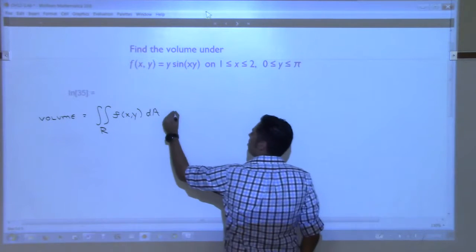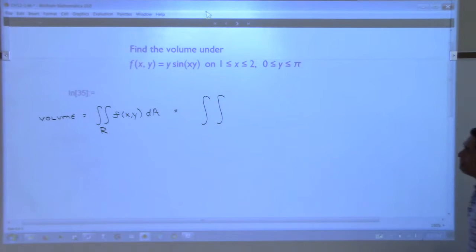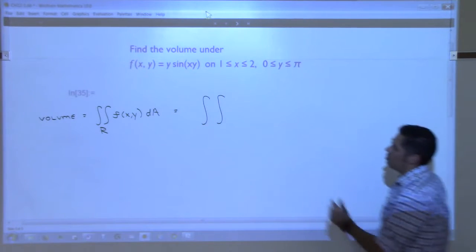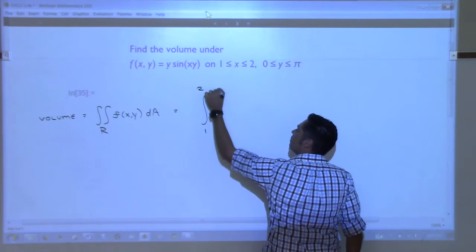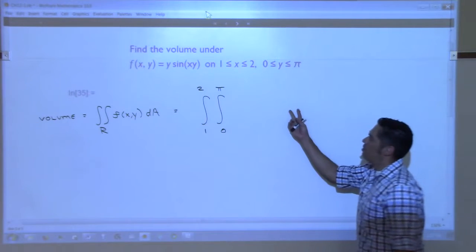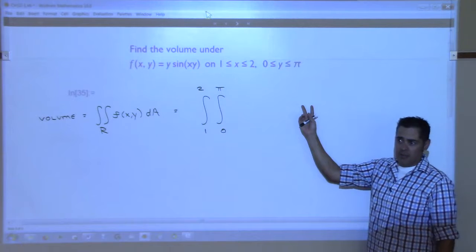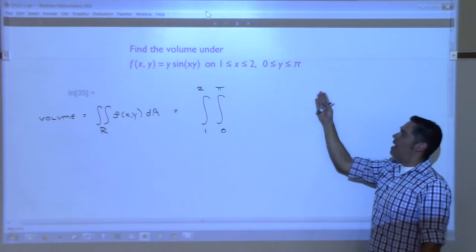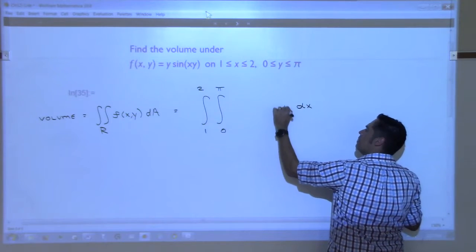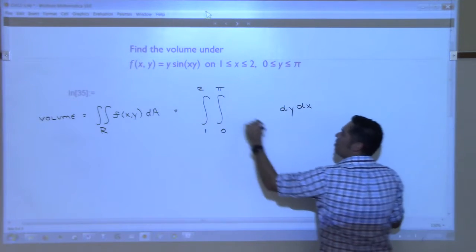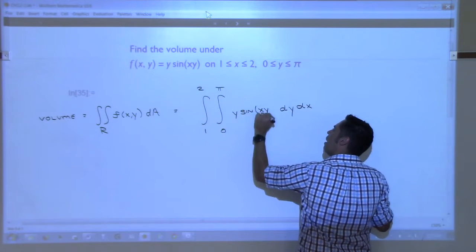Okay, limits of integration. How do you want to do this? y then x. You want to go 1 to 2 first, and then you want to go 0 to pi? Okay, if you do that, then the order of your d whatever is now set. So what's the outer one have to be? dx, and what's the inner one? dy, okay. And then we are going to be integrating y sine of xy, like that, right?